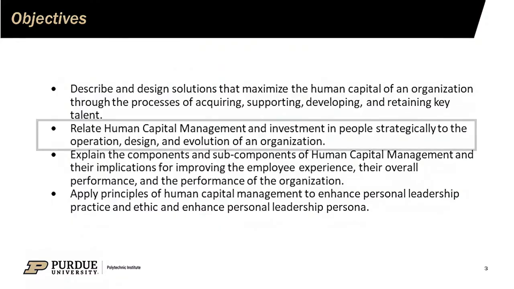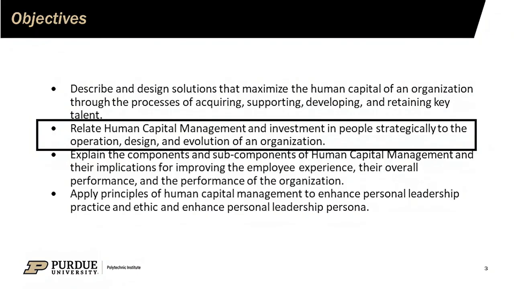The second objective is to relate human capital management and investment in people strategically to the operation, design, and evolution of the organization. So there's a critical alignment that's necessary, and you'll see this throughout your readings, and we'll talk a little bit about it in the videos as well. But alignment becomes really, really critical between what the organization needs to accomplish and how you deal with the people to achieve those objectives.